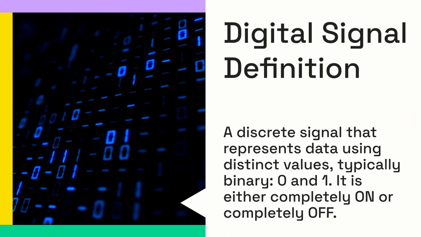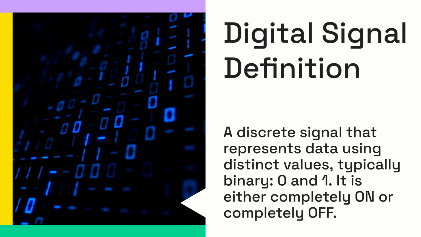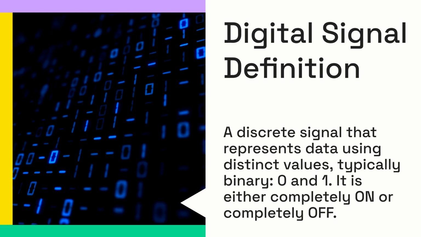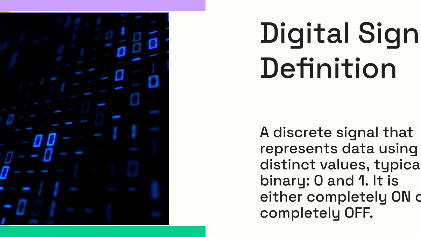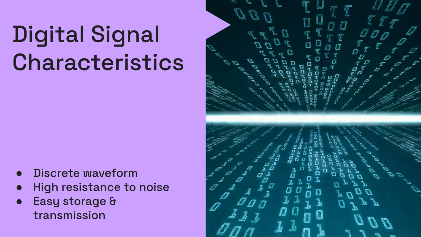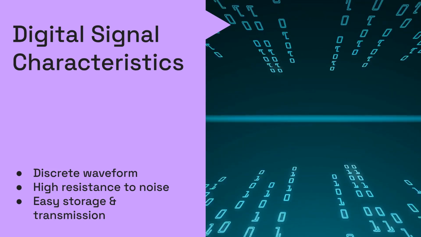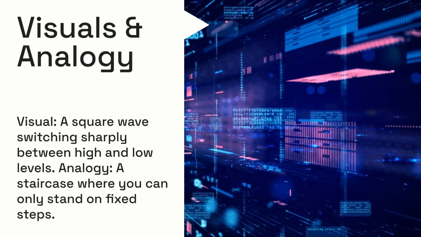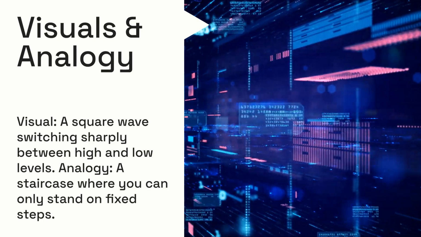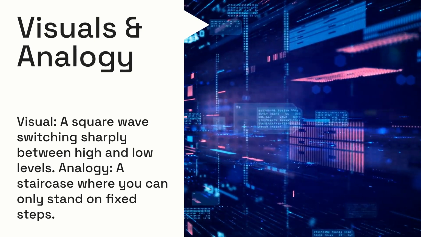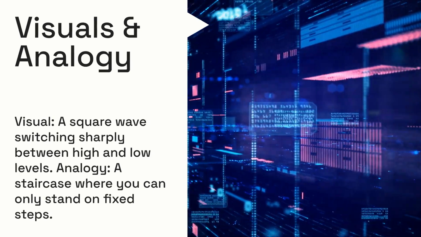A digital signal is discrete, representing data with distinct, finite values, most commonly the binary 0 and 1. There are no intermediate values allowed. Digital signals have a discrete waveform and offer high resistance to noise. This makes them easy to store and ensures reliable long-distance transmission. The visual representation of a digital signal is a square wave. A simple analogy is a staircase. You can only stand on fixed steps, representing the discrete values.